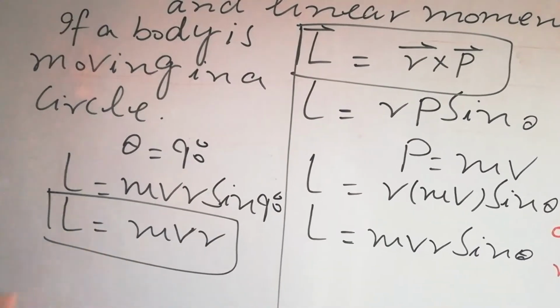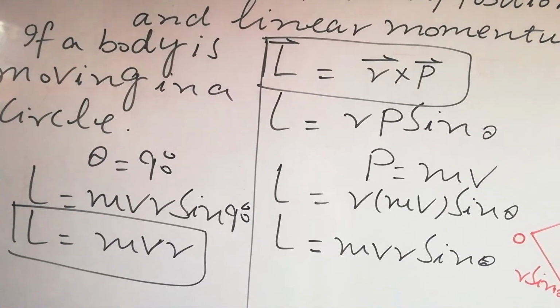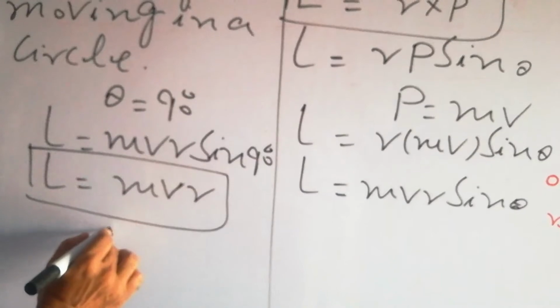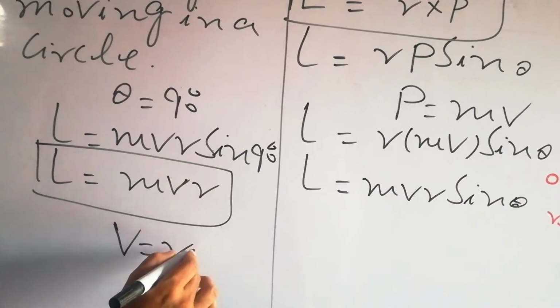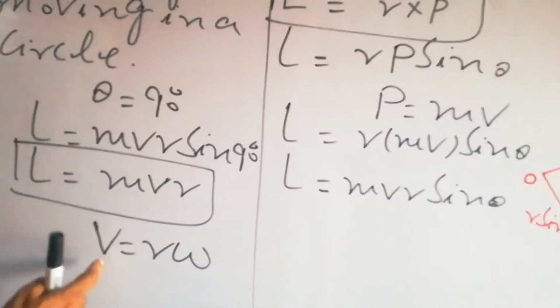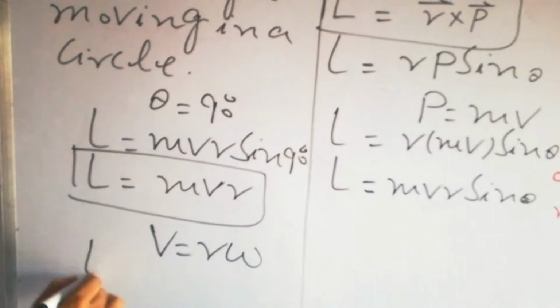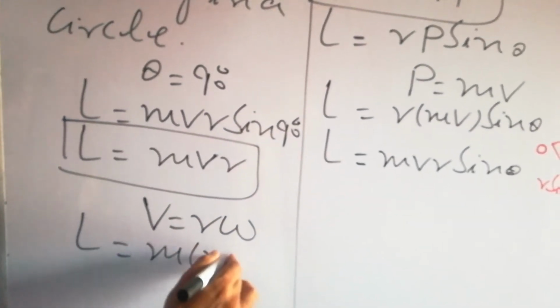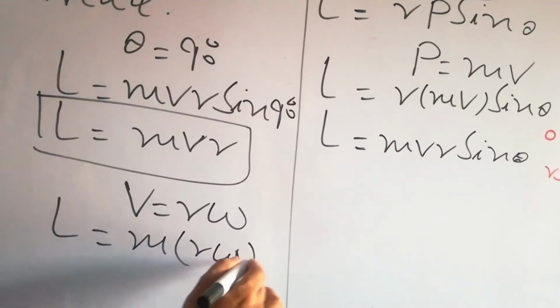So that's another relation for angular momentum. And we already know this relation, that is v is equal to r omega. Omega is the angular velocity, v is the linear velocity. So that is the relation between linear velocity and angular velocity. Putting this value, we have L is equal to m r omega into r.